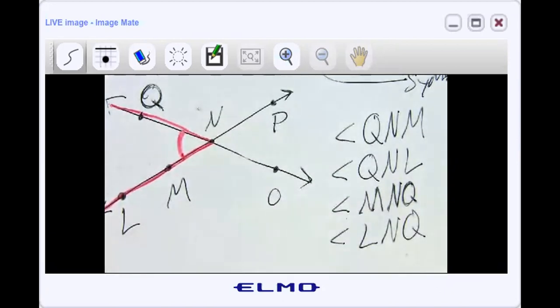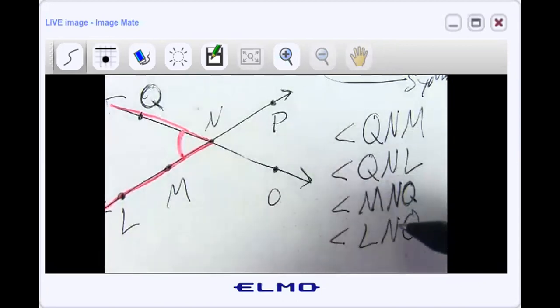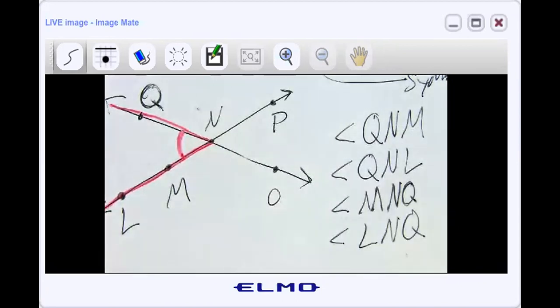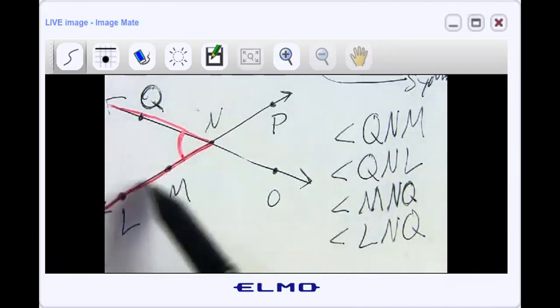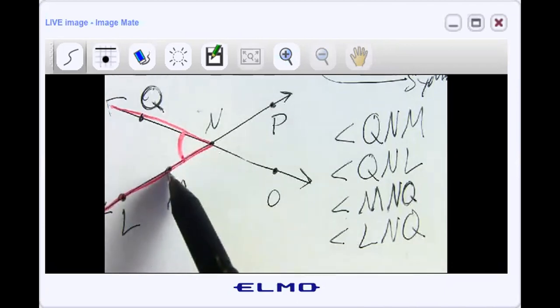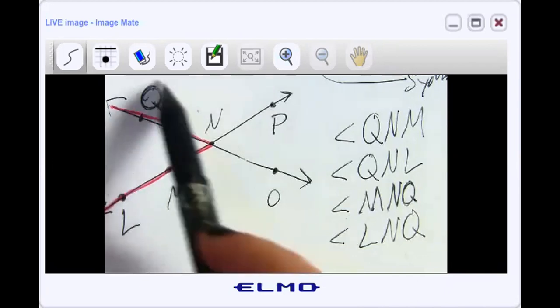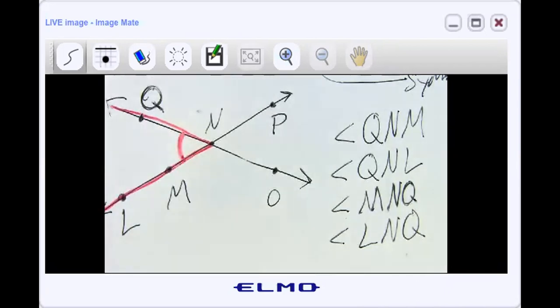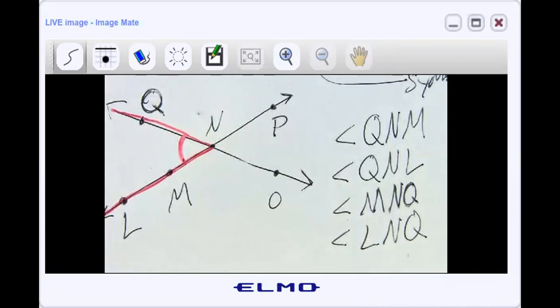So take a look at all of these. Notice that N is the middle letter in all of them. That has to happen, okay? The only other thing you're not allowed to do is use 2 points from the same ray. So you couldn't call this LNM, right? You have to have 1 point from this side and 1 point from this side. In this case, because Q was the only point on that ray, Q had to be involved somewhere. But you get to choose whether you're using L or M, it doesn't matter. All right, so that's what we need.